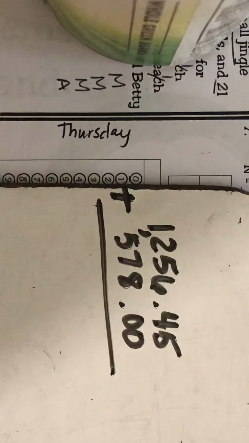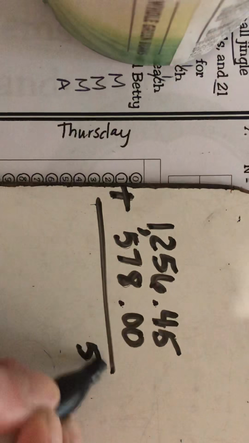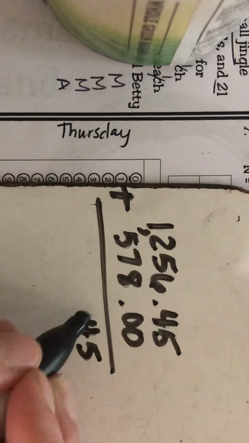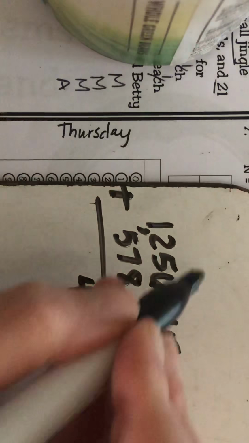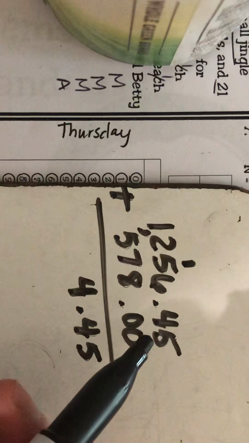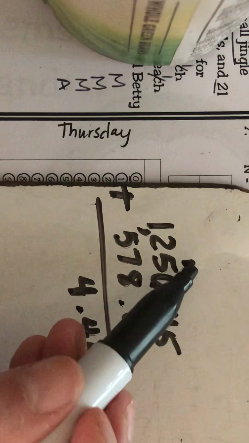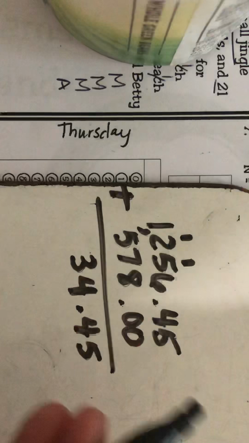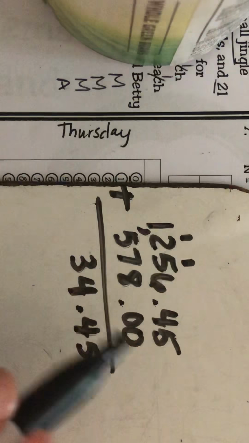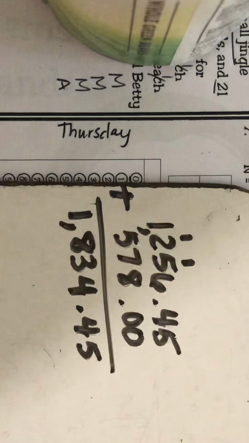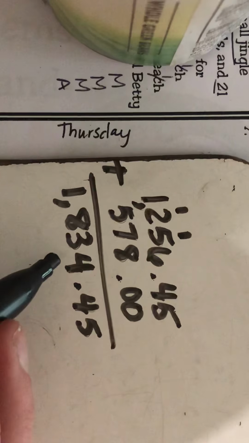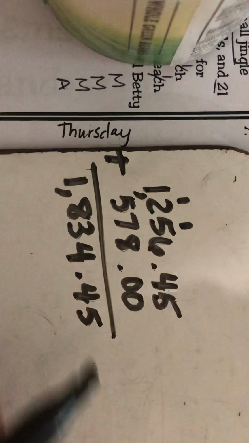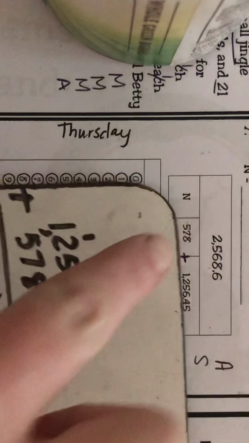So we need to add those up. 5 plus 0 is 5. 4 plus 0 is 4. Bring down my decimal. 6 plus 8 is 14. Carry my 1. 7 plus 5 is 12, plus 1 is 13. Drop my 3, carry my 1. 5 plus 2 is 7, plus 1 is 8. And then bring down my 1. So these two numbers added together is 1,843 and 45 hundredths.